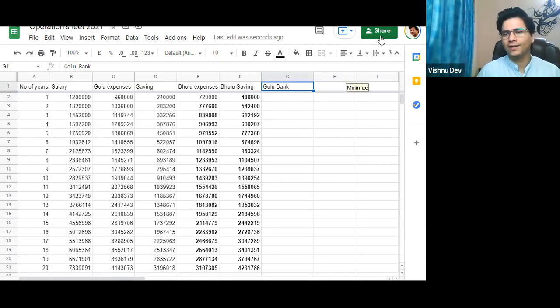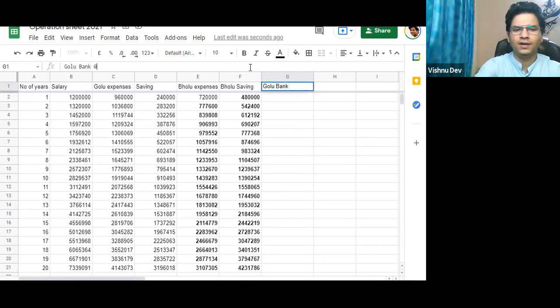A savings account gives 2.5 to 4%. And when you talk about fixed deposit, nowadays the fixed deposit is like 6 to 8%. We will discuss what is fixed deposit and all these things, that we will cover. Don't worry.